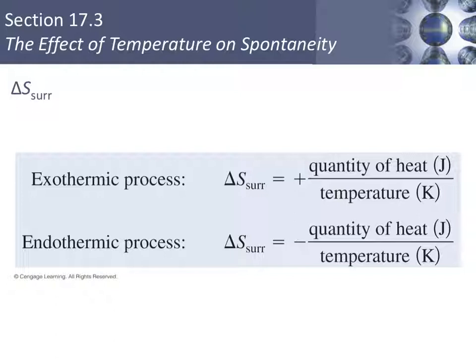So for an exothermic process, an exothermic system, that means that heat leaves the system and goes out into the surroundings. And so the random motion of the particles starts to increase with that increase in temperature. And so the entropy change for the surroundings should be positive. For an endothermic process, heat goes from the surroundings into the system. And so those particles start to move more slowly, less random motion. And so we see a decrease in the entropy for the surroundings.